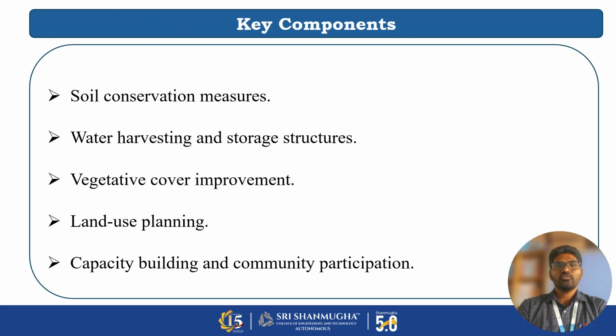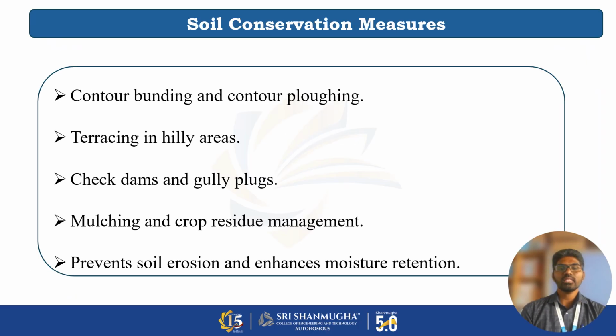The key components of watershed management are soil conservation measures, water harvesting and storage structures, vegetative cover improvement, land use planning, capacity building, and community participation. These are the key components of watershed management. For soil conservation, various measures are taken in the watershed area.